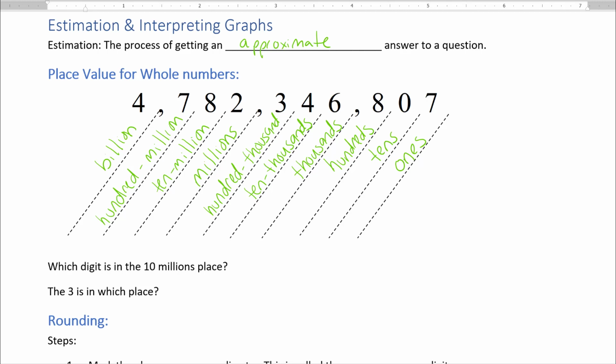So which digit is in the 10 millions place? Well, in the 10 million spot, we can see that the number associated with the 10 million spot is the 8. So 8 is in the 10 million spot. And then it asks what place the 3 is in. Well, look at all of the digits. There's only one 3. So the 3 happens to be in the 100,000s spot.